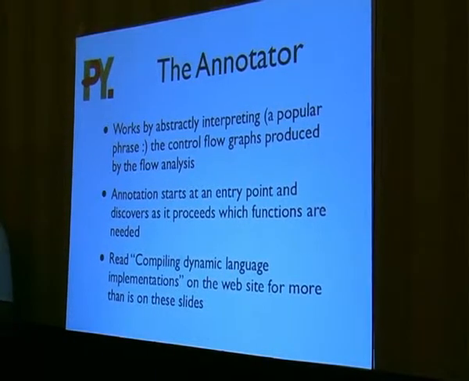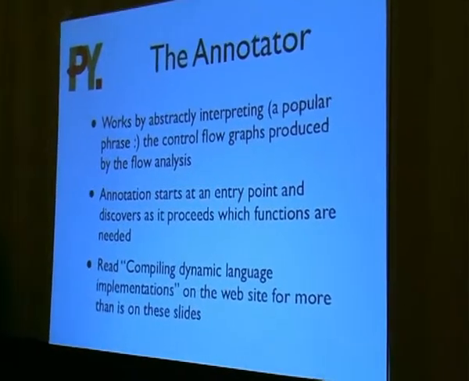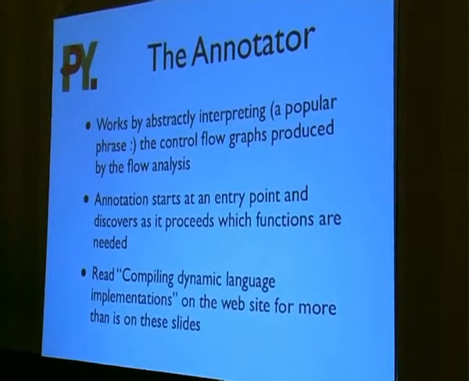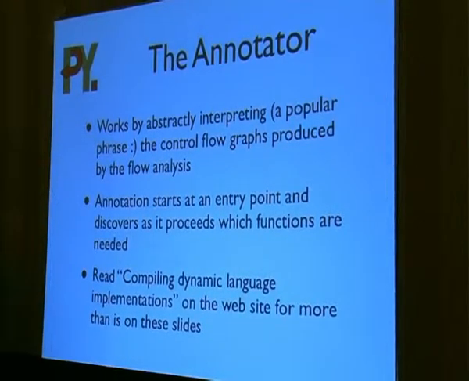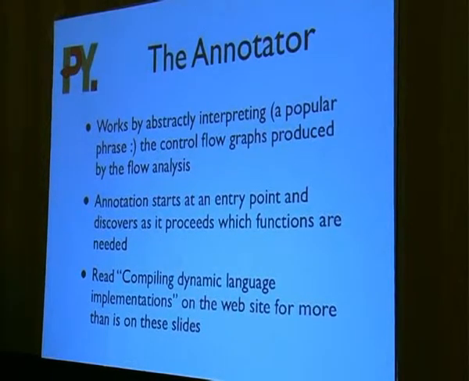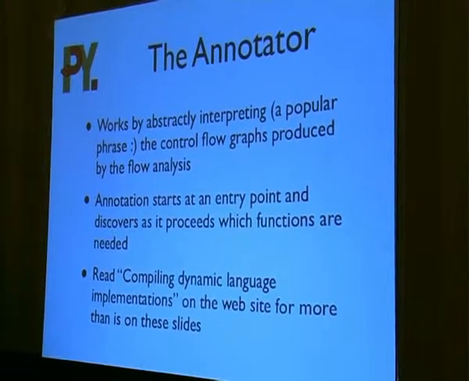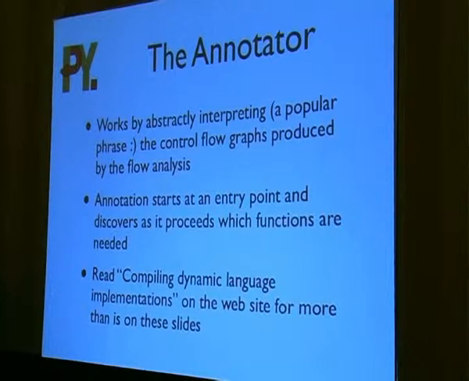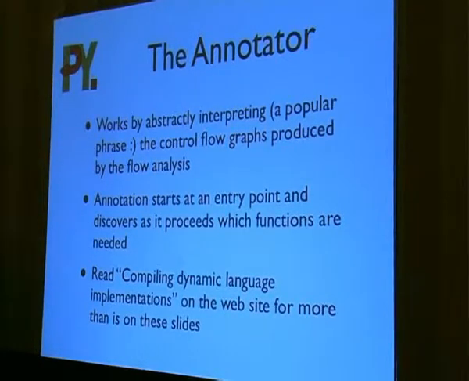So annotation starts, you give annotation an entry point, you say, I'd like you to annotate this function, assuming it is called with an integer, say, and then it will proceed recursively through the graph, building flow graphs of functions that function calls. So annotation and building of flow graphs are intermingled. There's this paper on the website called Compiling Dynamic Language Implementations, which describes in quite some detail how the annotator works.